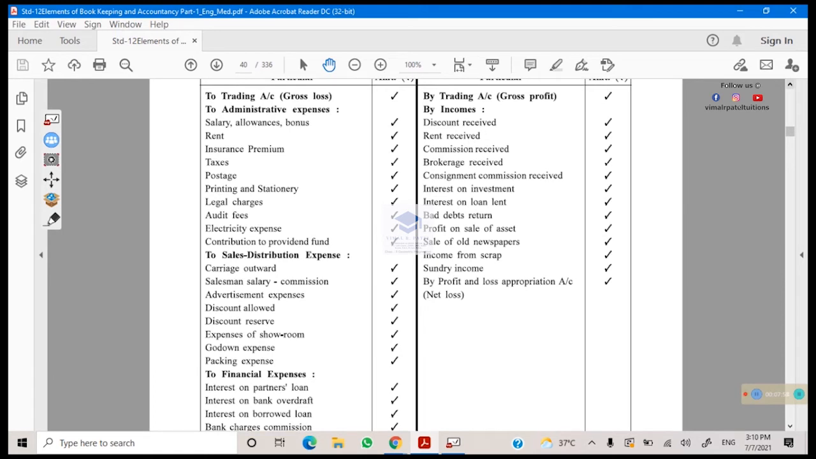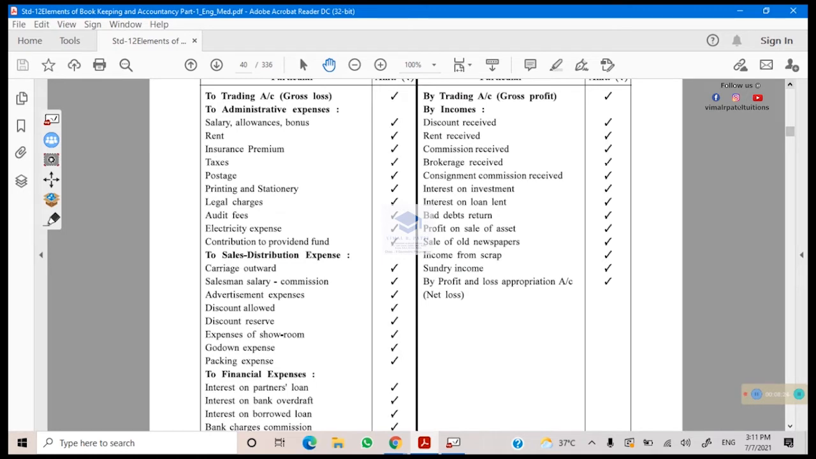Discount received, discount earned, rent received, commission received, brokerage received, consignment commission, that is dealership or agency commission received. If we have made investment in shares or debenture of any company, then we must have received dividend, interest, it will be credited. Then interest on loan given. If we have given loan to someone, it is our asset and that person will pay interest to us. So that interest will be income for us.